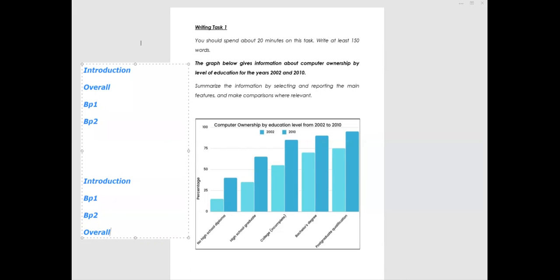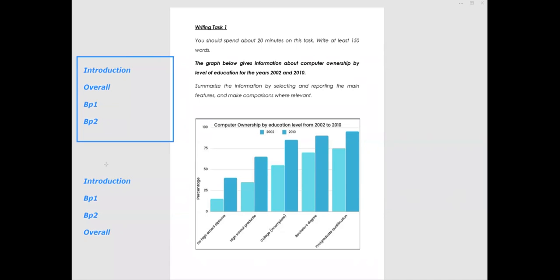Both the structures are correct. You can use any of the 2. This one is correct as well. This one is correct as well. In the class, generally, I tend to adopt this structure, but you can go with this one as well. Both of them are correct. It's up to you which one you prefer. Now, what should be the content of these 4 paragraphs? Let's understand.